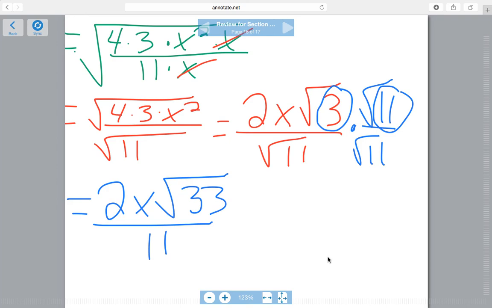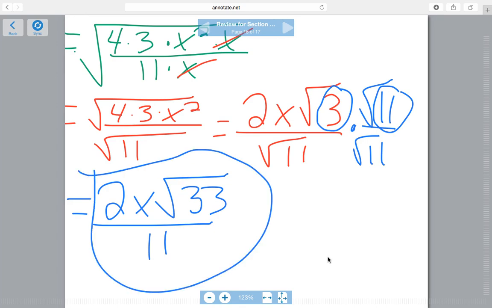Now, believe it or not, 33 does not have a perfect square in there. If you think about it, 4 does not go in there, 9 does not go in there, 16 can't go in there, 25 can't go in there, and then 36 is too high to begin with, so that would be our final answer.